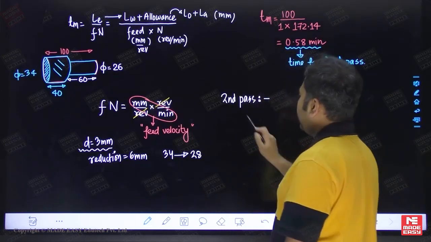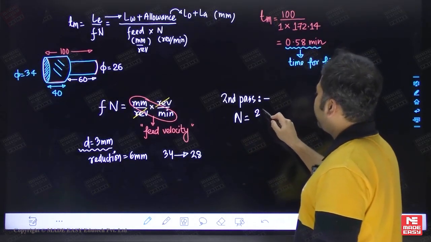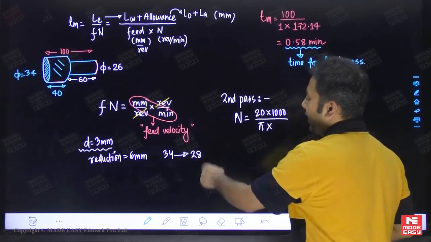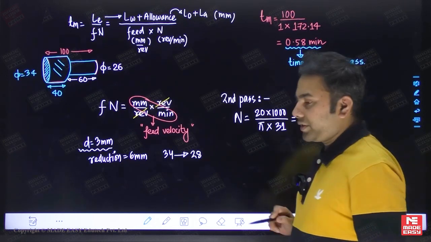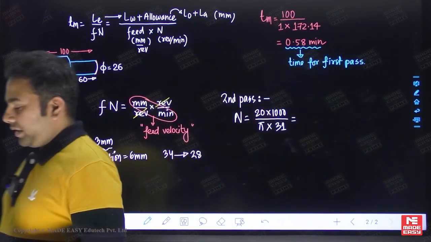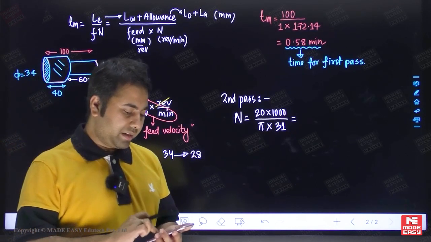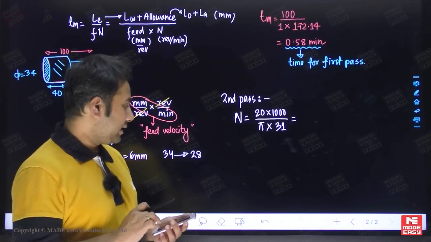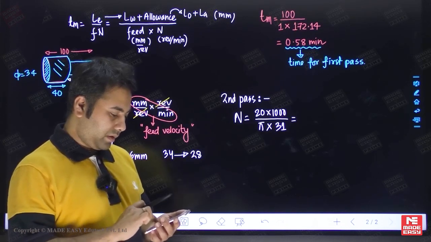In second pass, the value of n is V, the cutting speed, that is 20 cross 1000 divided by pi. What will be the average dia? 34 and 28. The average dia will be 31. So now let's go for the calculation of the spindle speed for the second pass. So you can see that for every given pass, we are calculating the spindle speed. So whenever the cutting speed is given to you, you have to go for this exercise. You have to calculate the spindle speed for every pass.